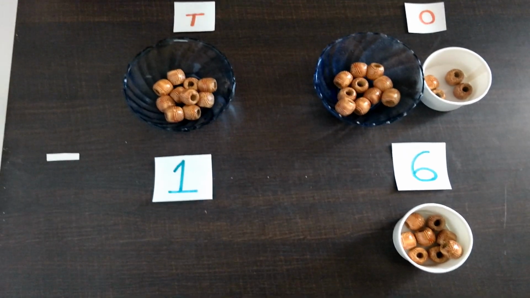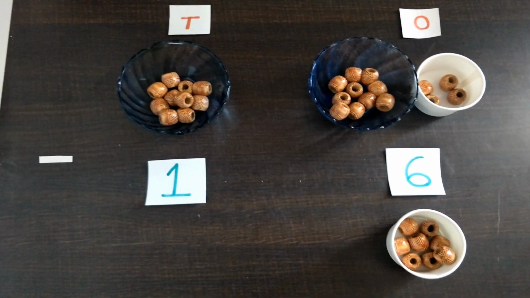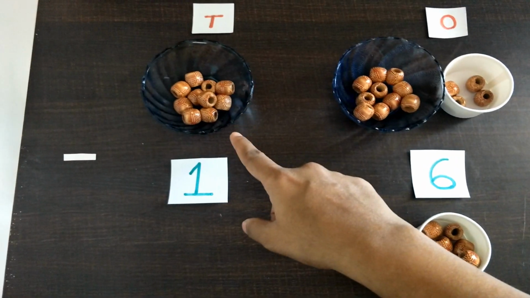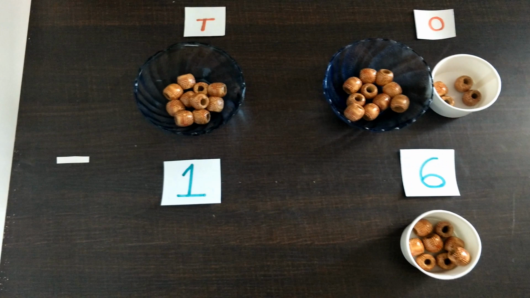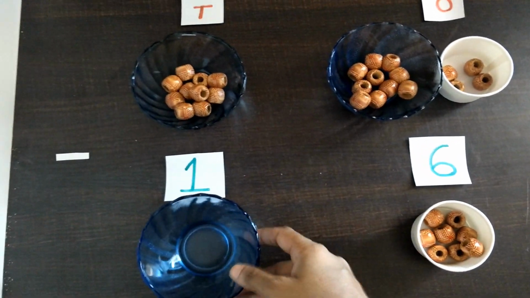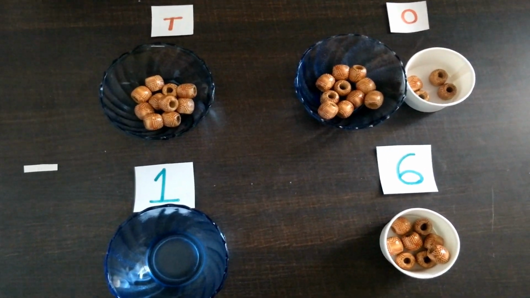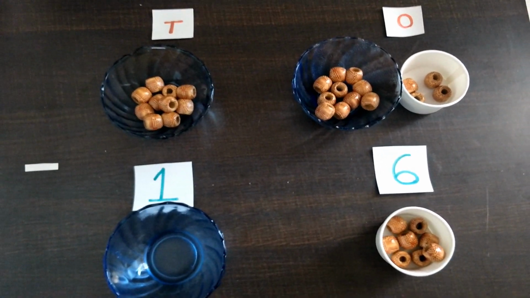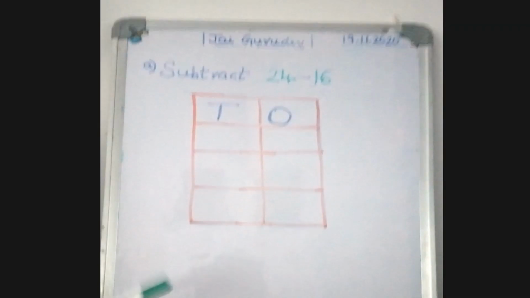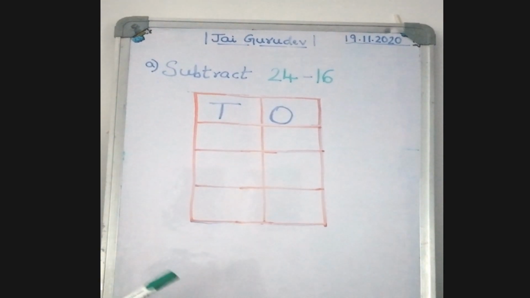Now let's go to tens place. We have 1 minus 1. 1 ten minus 1 ten. So what will be the answer, children? Yes, nothing, which is 0. So 24 minus 16, answer will be 8. Let's solve the same example on the board. We have to subtract 16 from 24.